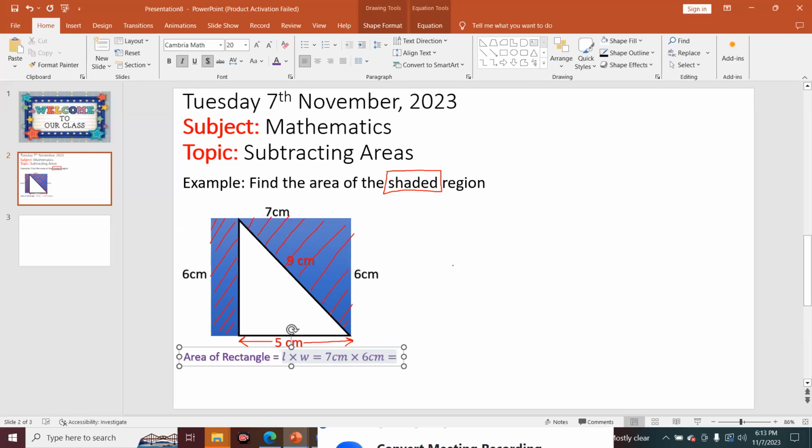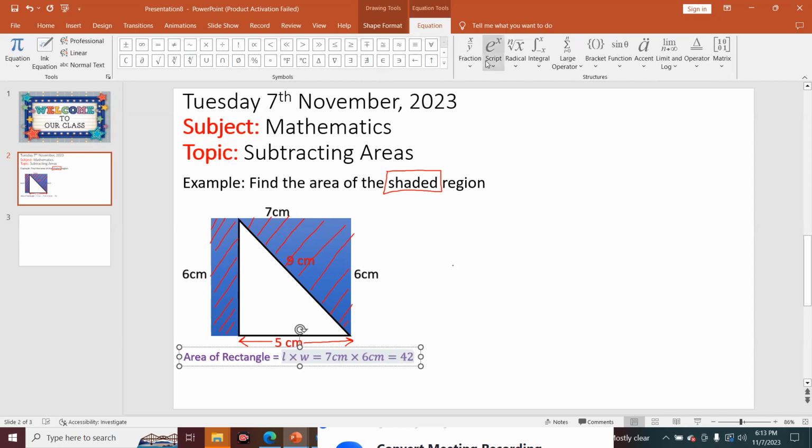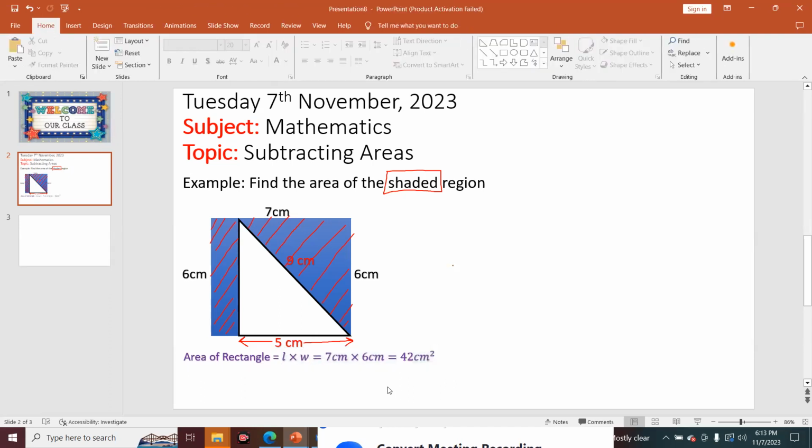It's gonna be 42 what? Centimeters squared. Very good. So 42 centimeters squared. That's the area of the rectangle. How do we get the area of the rectangle? We multiply the length of the rectangle by the width of the rectangle. And that's how we get it.